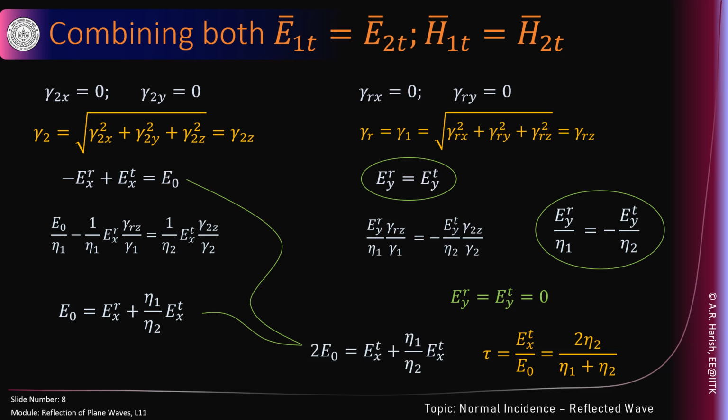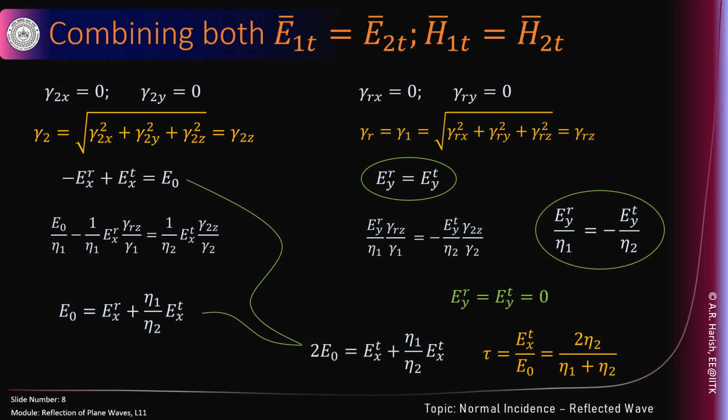Therefore, take out ETX common, divide by E0, and we have ETX upon E0 equal to 2 eta 2 upon eta 1 plus eta 2. This is known as the transmission coefficient. It is the ratio of the transmitted electric field to the incident electric field at the interface. So this is the transmission coefficient. It is related to the intrinsic impedances of the two media, eta 1 and eta 2.